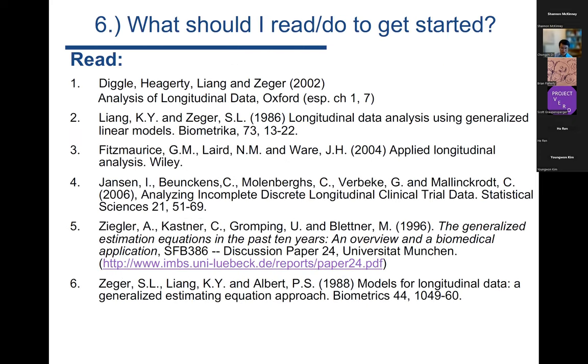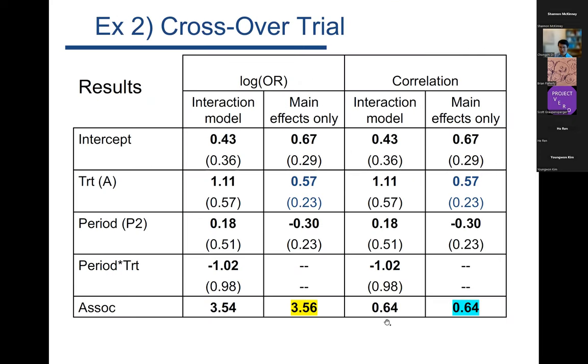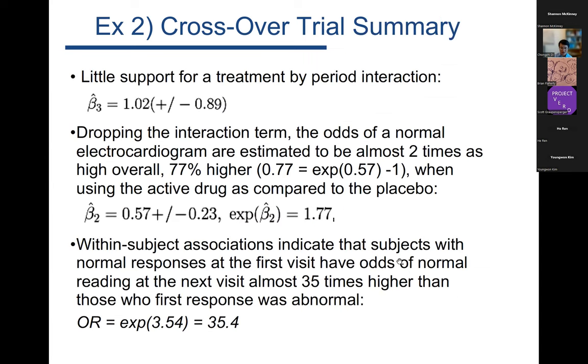And if you use the correlation scale, you still get somewhere like 0.6, 0.64, which is also pretty high. So that also gives you an indication that if you were to ignore the correlation and run your typical logistic regression, it will be problematic. You'll get wrong conclusions, wrong standard errors, and all of those things. And also, you'll be not as efficient as GEE.